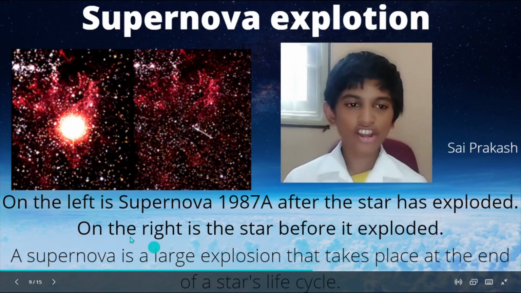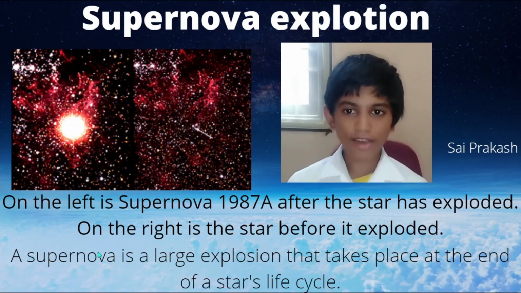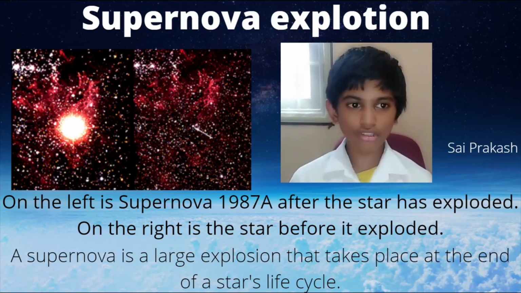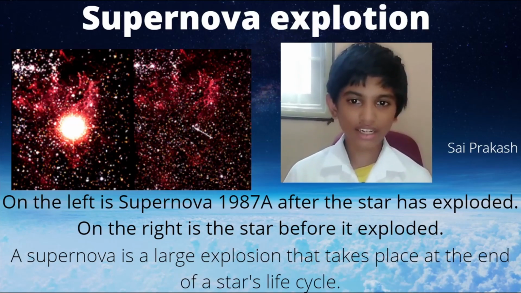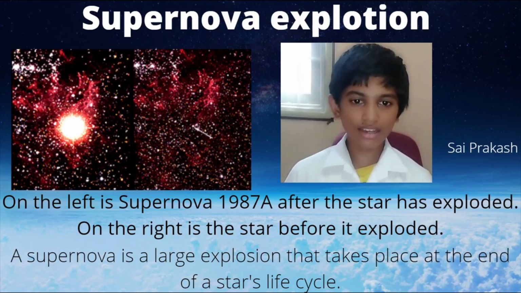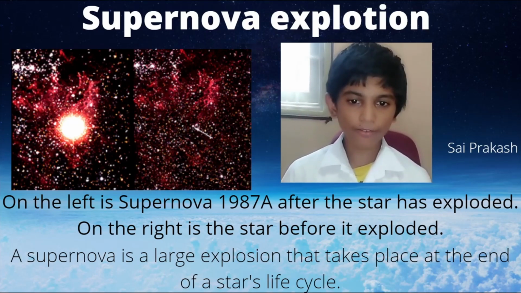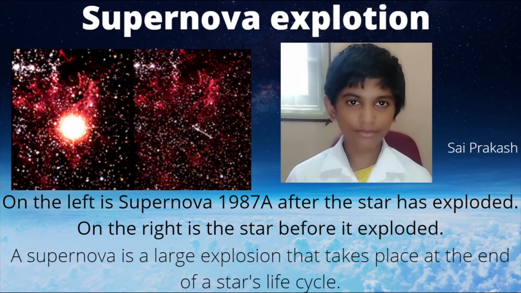The supernova explosion on the left is the supernova of 1987, after the star has exploded. On the right is the star before it explodes. A supernova is a large explosion that takes place at the end of a star's life cycle.